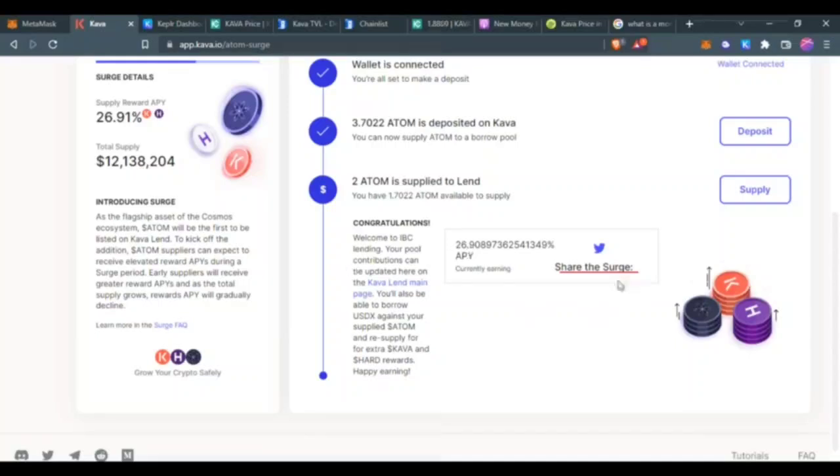Welcome to the IBC Lending. Your pool contributions can be updated here on the Kava Lend main page. You're also able to borrow USDX against your supplied Atom and resupply the extra Kava and Hard rewards. So already giving you little tidbits you can do. That's interesting.